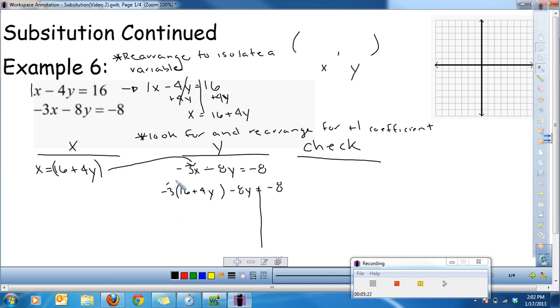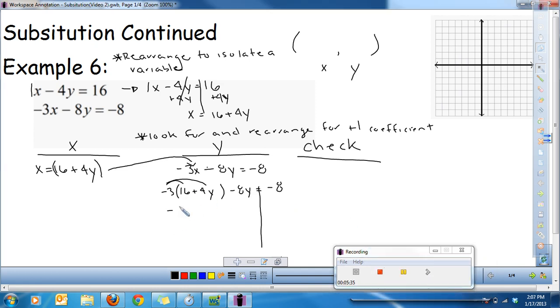You should see distributing here, so let's go ahead and do that. A negative 3 times 16 is negative 48. A negative 3 times 4y is a negative 12y. I'm going to bring down my negative 8y, and it all equals negative 8.